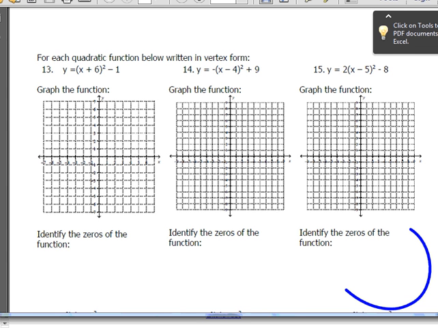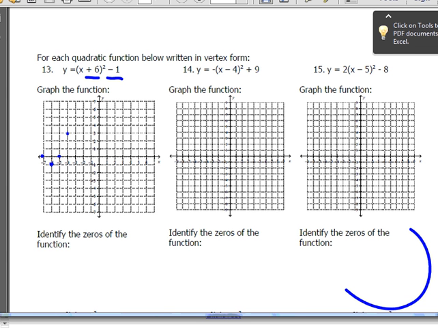It asks you to graph the function. Well, this is just a quadratic that's been moved 6 to the left and down 1. So 6 left and down 1. So it's right there. And then I'm going to go over 1 and up 1, over 2 and up 4. Okay, so it looks kind of like that. You don't have to fill it in with a line. You can just use the dots.